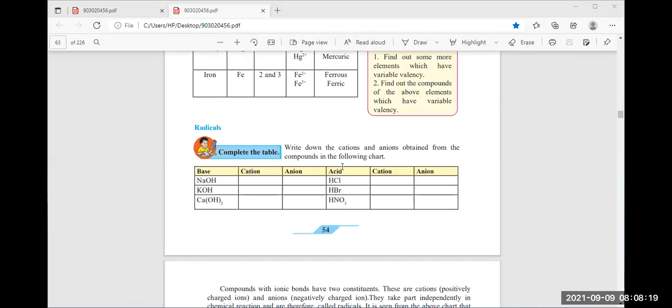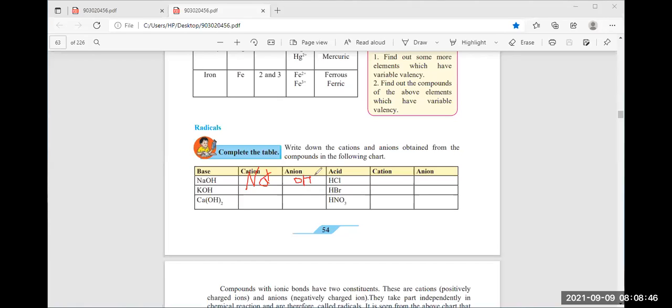Now here we have to learn radicals. Before that we are going to complete this chart. Here given NaOH. Which type of cation is present here? Na plus. Then the anion, which is the anion here? OH minus. We have already spoken about it.